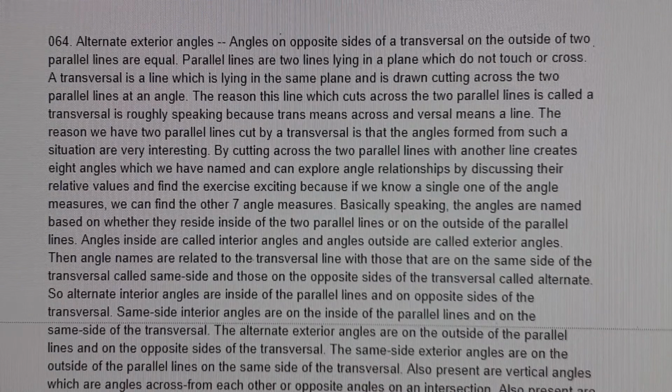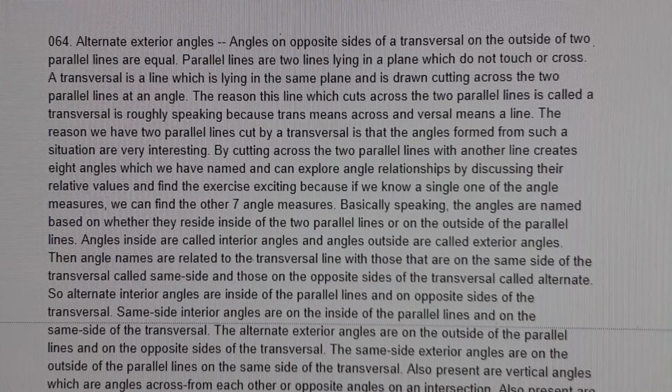Also present are corresponding angles, which match up in orientation, but are in different locations. Also present are adjacent angles, angles next to each other. There are only 2 types of relationships between all these angles. Either they are equal or they are supplementary, which means they add or sum to 180 degrees.